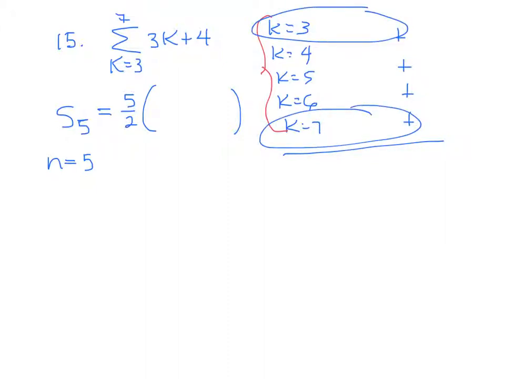So the first term is when k is 3, so that's 3 times 3 plus 4, which is 13. And we'll find when k is 7, so that's 3 times 7, 21, plus 4, which is 25. So then we have 5 halves times 38, and that gives you a lovely total of 95. So it's a little bit shorter than finding each individual term, which you are more than welcome to do, but this is just a way of getting there faster.